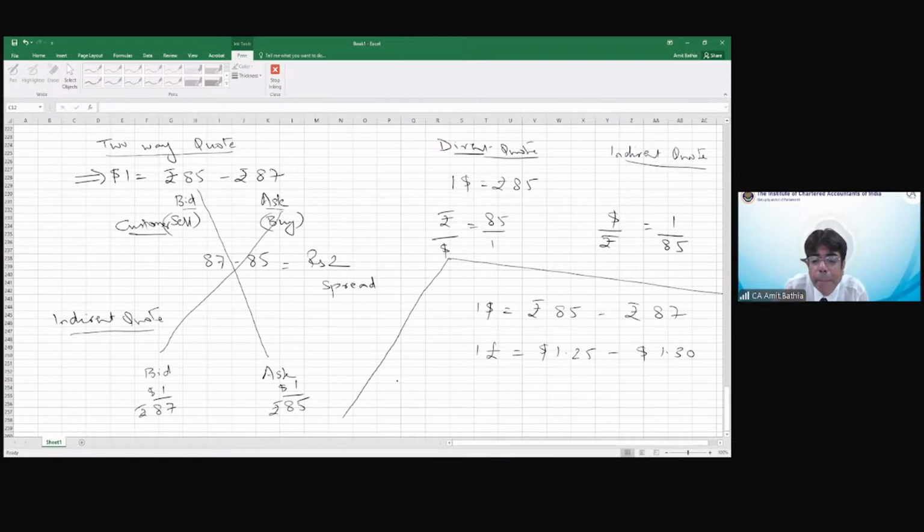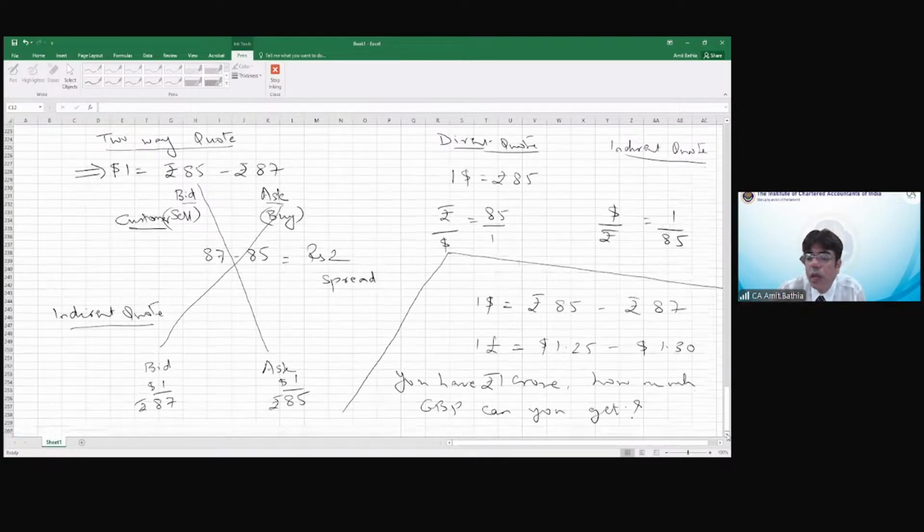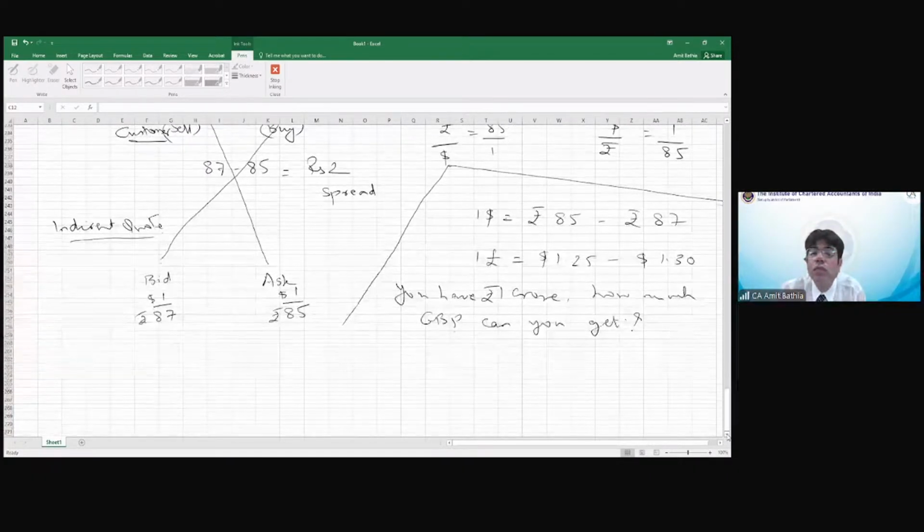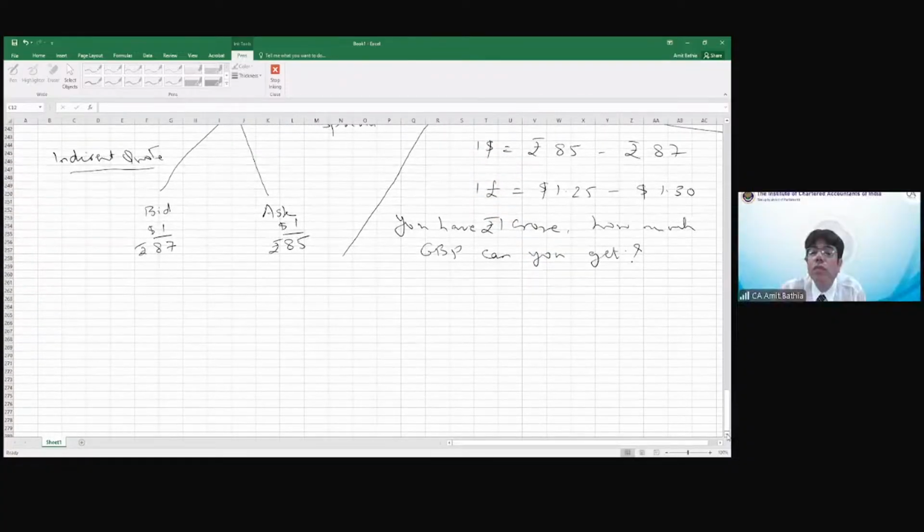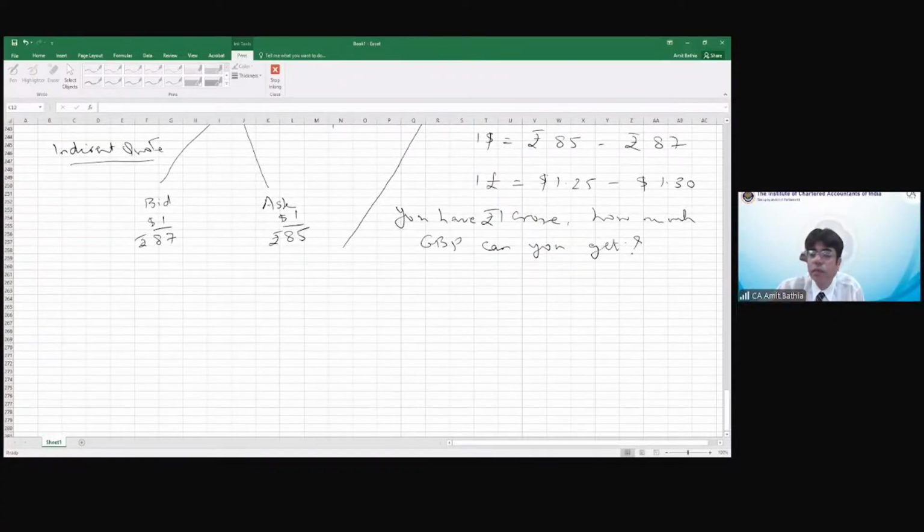You have 1 crore rupee. So how much GBP can you get? That is the question. How can I go about this?